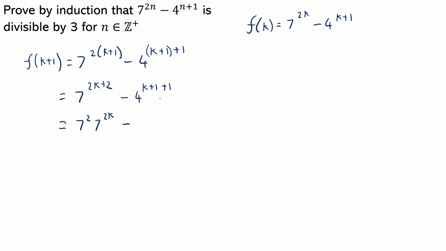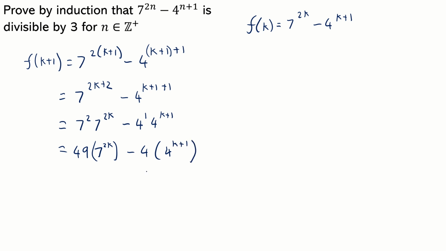And then similarly, because we do want 4 to the power of k plus 1, that's why I left the k plus 1 as a separate thing. It's that extra plus 1 on top of that we don't want, so I'm going to separate that out as 4 to the power of 1 times 4 to the power of k plus 1, because, as a reminder, by index laws, if you multiply these things together, you add the powers together. So that means we've got 49 lots of 7 to the power of 2k minus 4 lots of 4 to the power of k plus 1. So that's what we've got so far.